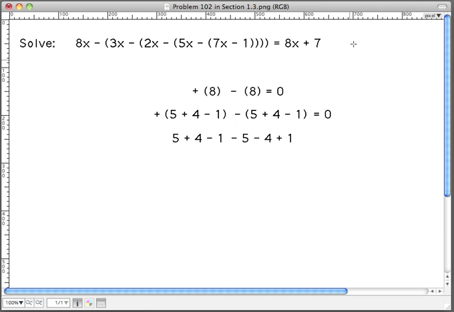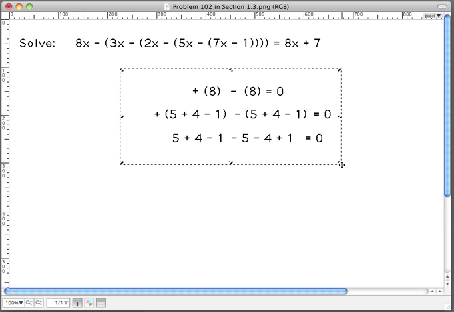Now, I haven't violated any rules of algebra, so the left side should still equal 0. And let me just show that real quick. Notice that for every action, like plus 5, there's an equal and opposite reaction. So those two are going to go to 0. The plus 4 and the minus 4 are going to go to 0. The minus 1 and the plus 1 are going to annihilate. So everything vanishes on the left, and we're left with simply 0. The algebra, the technique I just showed you, is sound.